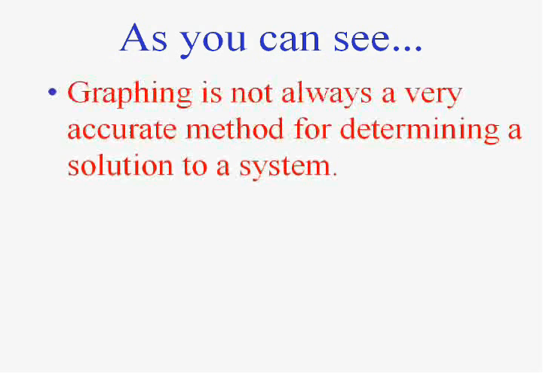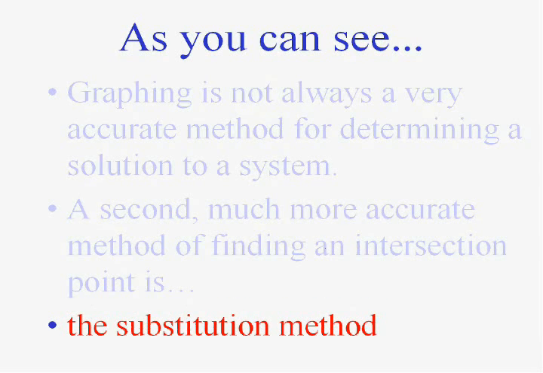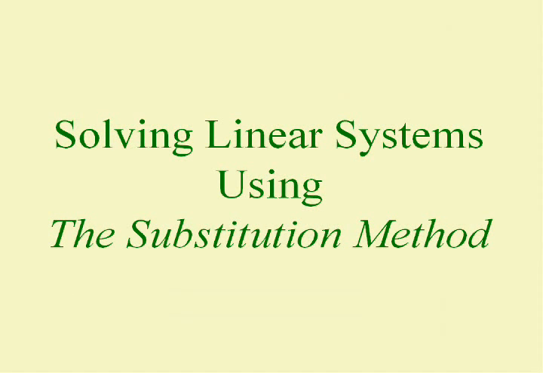So, as you can see, graphing is not always the most accurate method for determining the solution, to find that point of intersection. There's going to be a second, much more accurate method of finding that intersection point, and we call it the substitution method, and it's not that hard. Let me show you how to find that point of intersection without even drawing anything using the substitution method.